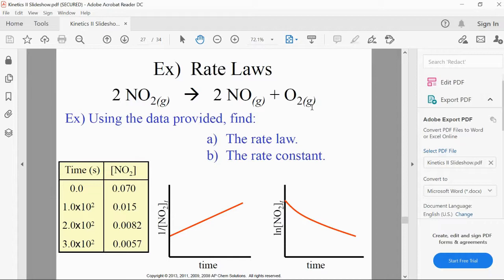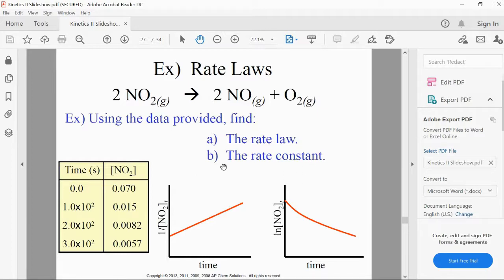So here's an example. Use the data provided to find the rate law and the rate constant. We have a data table. They've given us a couple graphs to make a comparison between, as well as the reaction itself. Again, I'm going to do a supplementary video that shows you how to take the data only and determine what the reaction order is if you were not already provided these graphs.